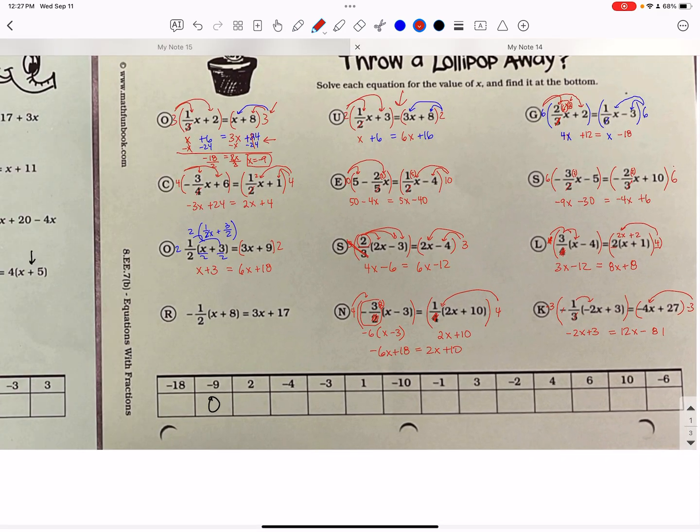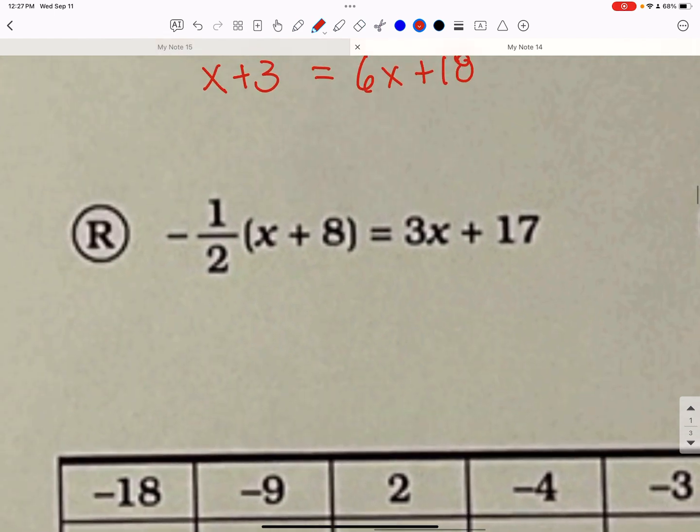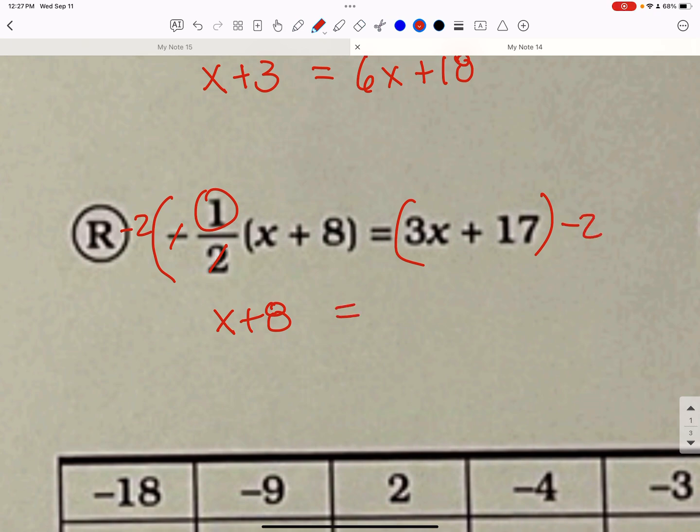Okay. From there, you should be able to solve these ones. This one was, I'm going to multiply by -2 so that I don't have to pass out this -2. I can just pass out 1 and that doesn't change it. So x plus 8. I'm going to multiply this side by negative 2. So this becomes negative 6x minus 34.